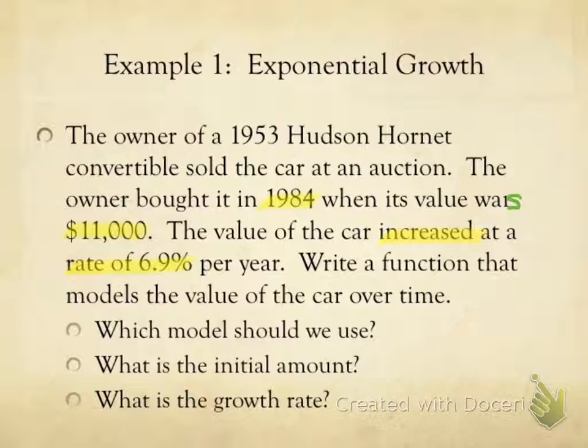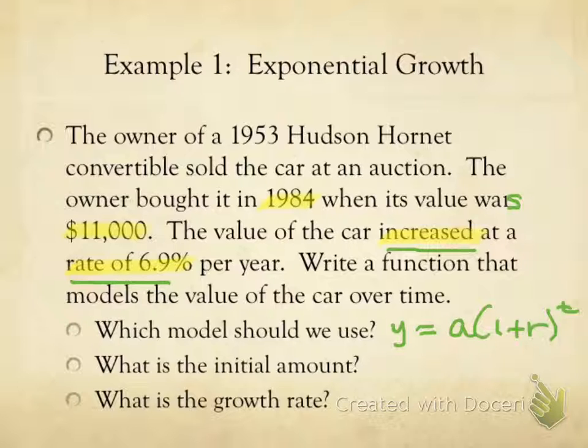Okay, so with all of that information, the first question we want to ask ourselves is, which model should we use? Well, since we are told that we are increasing, we want to use the growth model. And since we're told we're increasing at a particular percentage rate, we want to use the model that has the 1 plus r in parentheses. So y equals a times 1 plus r to the t value. That's the model we want to use for this case.